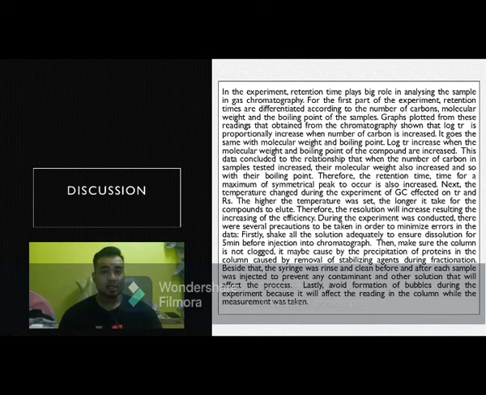Besides that, the syringe was rinsed and cleaned before and after each sample was injected to prevent any contaminant and other solution that will affect the process. And lastly, avoid formation of bubbles during the experiment because it will affect the reading in the column where the measurement was taken. Thank you.